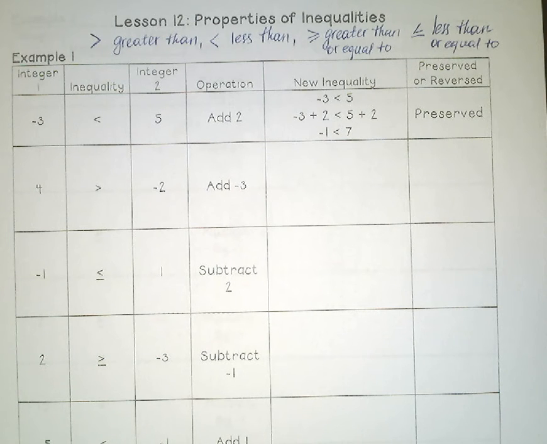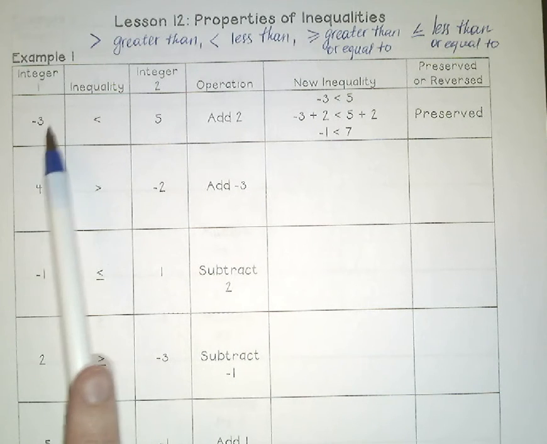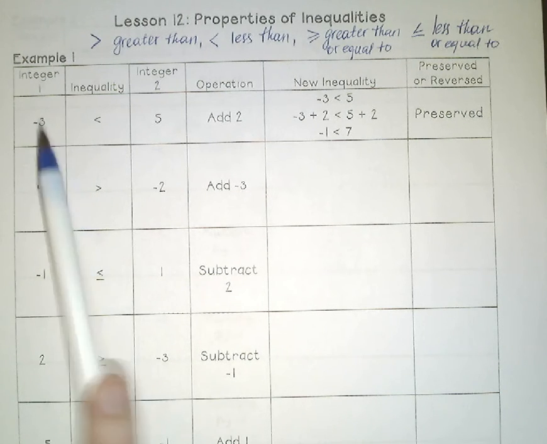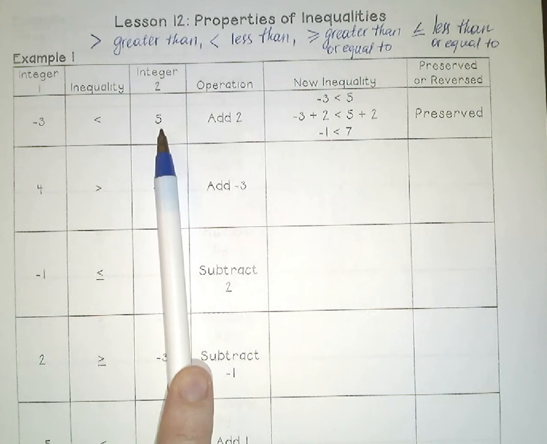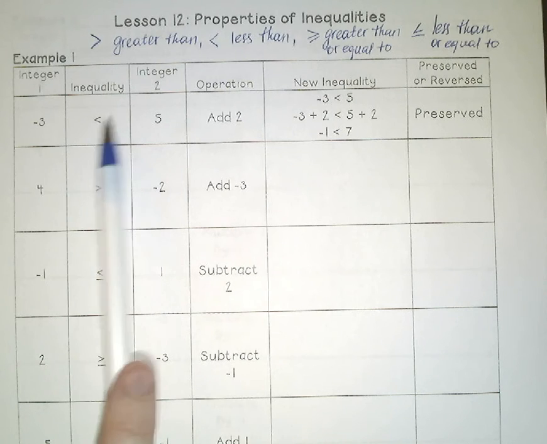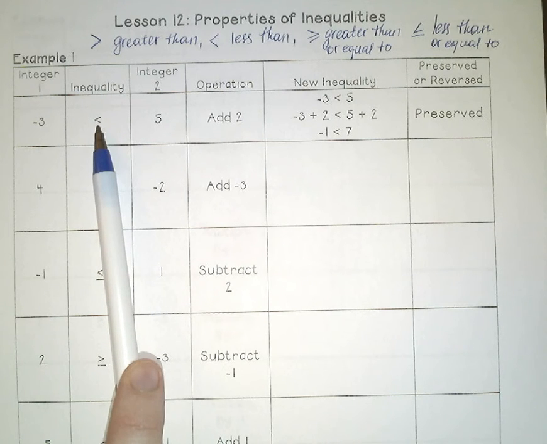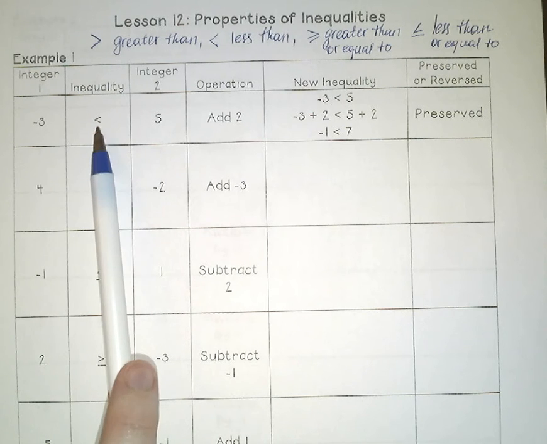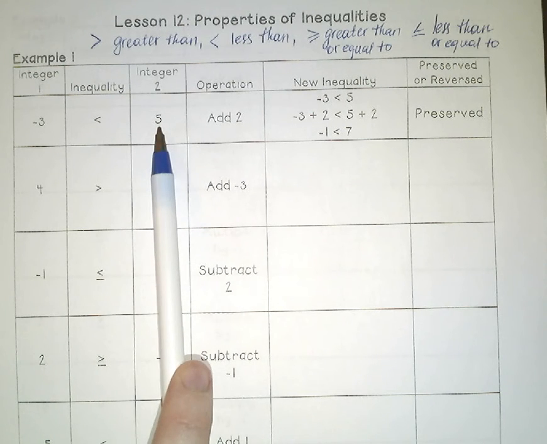Let's look at these inequalities. Here we have example 1. We have 2 integers. Integer 1 is -3. Integer 2 is 5. We know that -3 is less than 5, so here we have that inequality sign. So our inequality is -3 is less than 5.